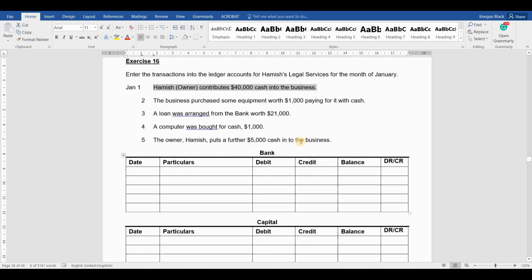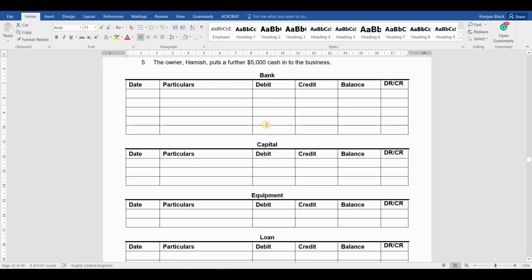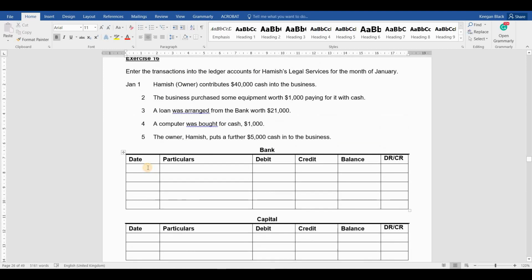So we'll do bank first. You can see that I've got all these different ledger accounts down here. I've got 4 of them. I've got the bank ledger account, I've got the capital ledger account, equipment, and loan. Okay, so I'm going to go to bank first, and I'm going to start by putting in the date, January 1st. Okay, I'm actually going to leave the particulars column blank for now, and we'll move on to the next part.